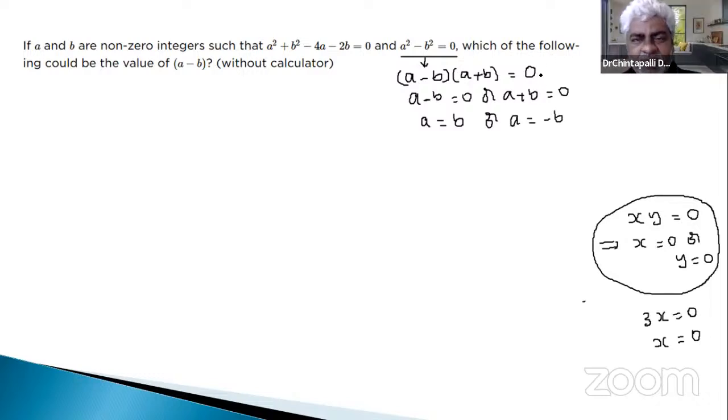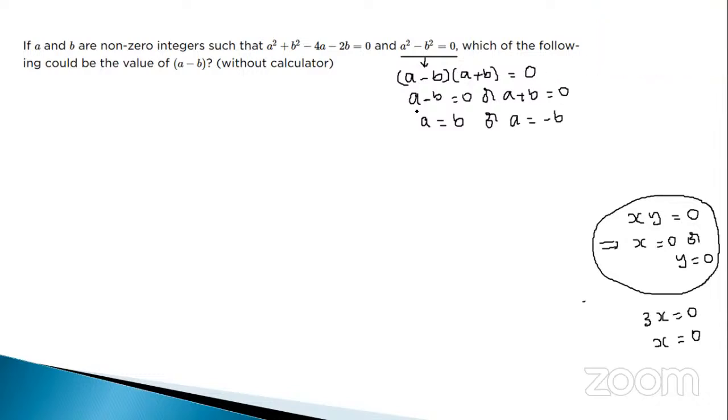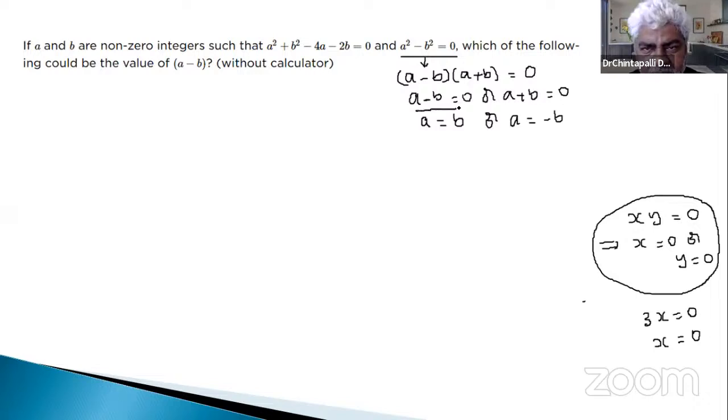You know, a minus b is equal to 0. That means a is equal to b. a plus b is equal to 0. That means a is equal to minus b, right? Now let us use the first statement. Now we are using a is equal to b. I couldn't copy the options here, right? I am writing the options here.